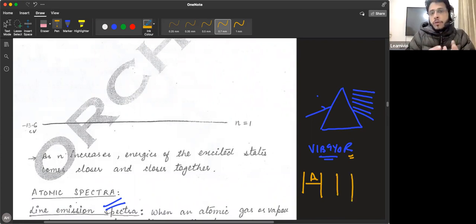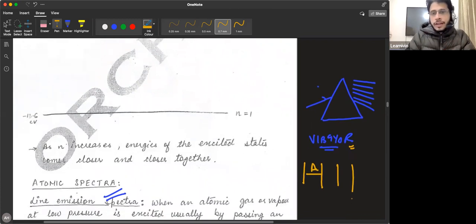So the spectrum of all atoms, the spectrum of all elements, are line spectrum. They are not continuous spectrum. Line spectrum means we'll get one colored line, then a gap, then another line, then a gap, then another line. So we have two types of atomic spectrum. One is emission spectrum, another is absorption spectrum. Emission spectrum means when electrons come from the higher energy level to the lower energy level, they emit some energy. The energy that these electrons emit will form the emission spectrum.